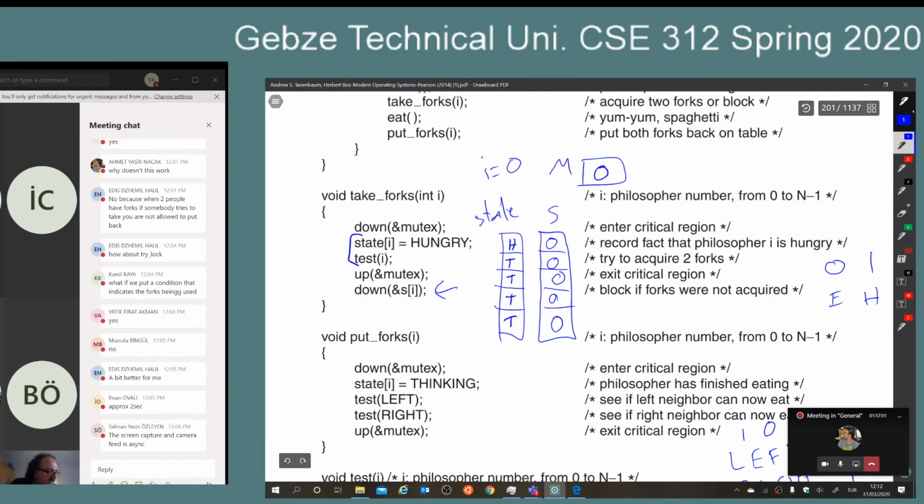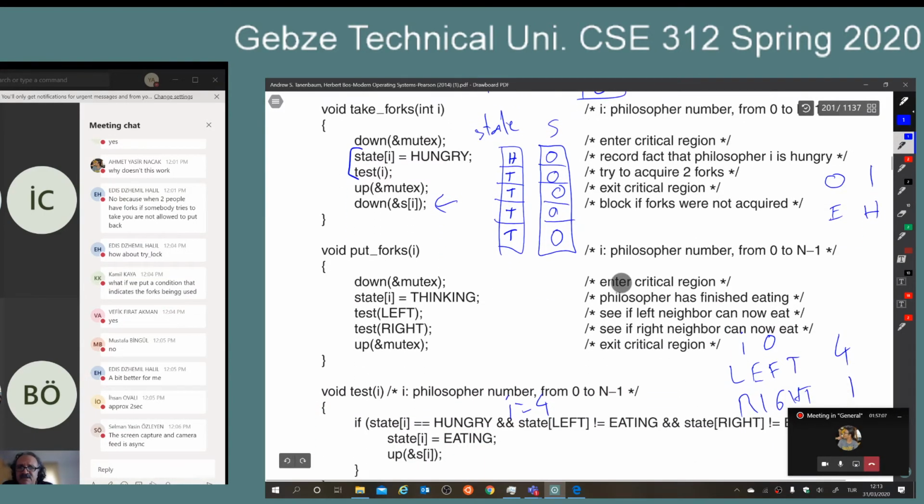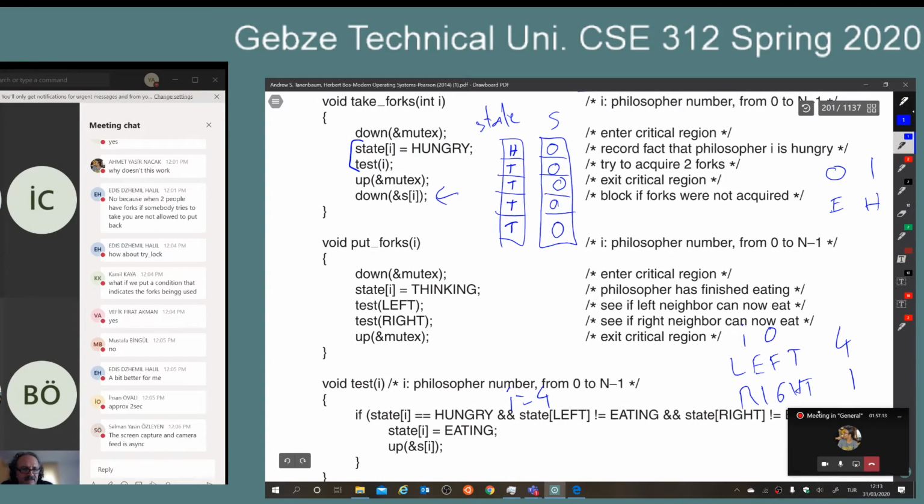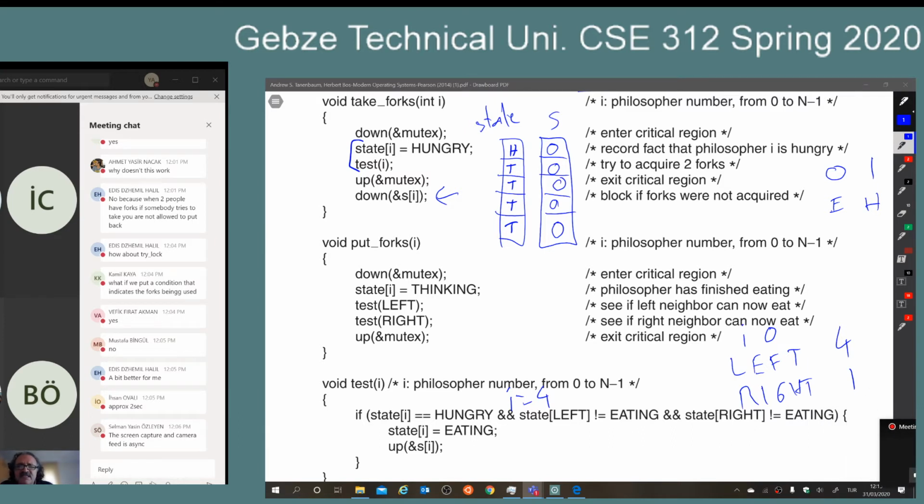So one semaphore per philosopher, at the beginning everybody is 0. The important thing here is the test function. Let's look at the test function. I am trying to keep them in the same shot. So what does the test do? Let's say I is 0. It says that if state I is hungry, and the left is not eating, and the right is not eating, then I will change my state from hungry to eating.